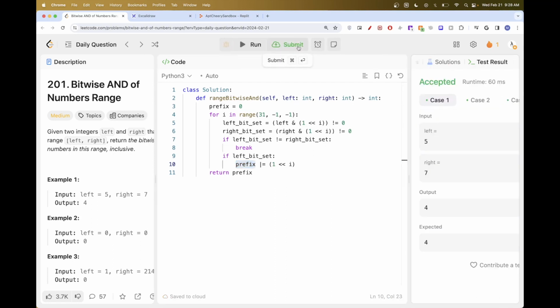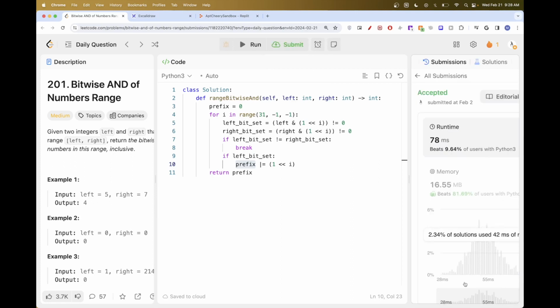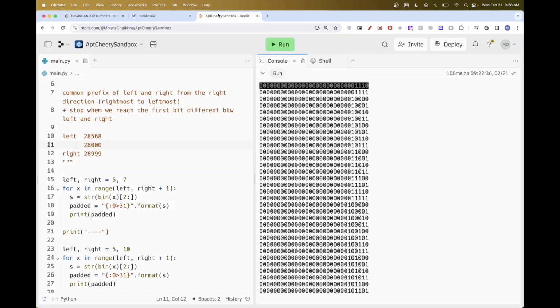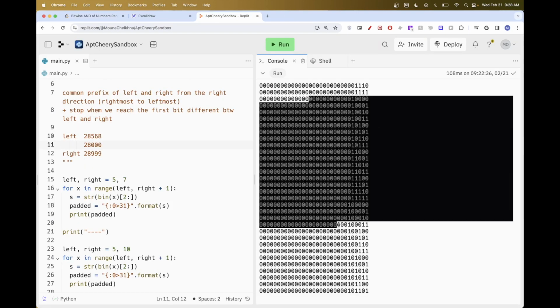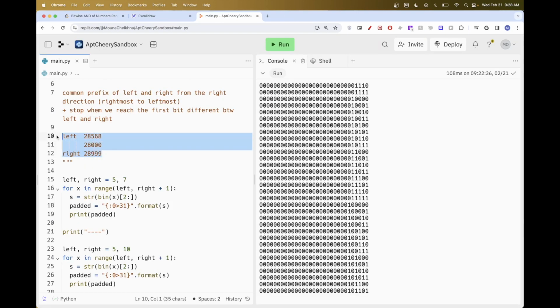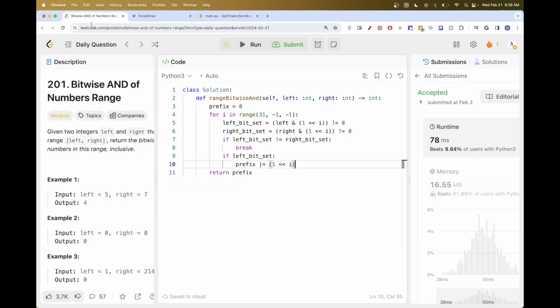Let's run it. Let's submit, and that passes. Now in terms of time complexity, this is constant time because we do 32 iterations, right? Now the core idea of this problem is to try it out and see examples. It also helps if you try to map it to decimals. Yeah, so that's pretty much it for this problem.